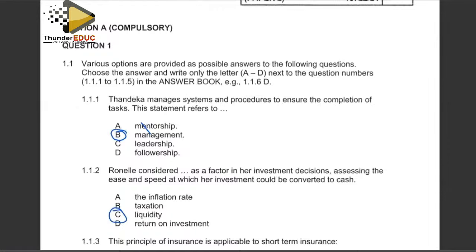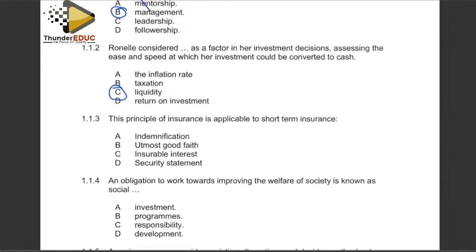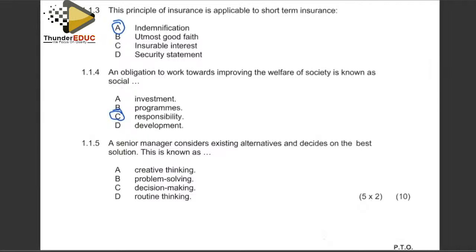Okay, right. So now moving on to the next question, we have 1.1.3. It reads as follows. This principle of insurance is applicable to short-term insurance. So now this is indemnification. Our appropriate answer in this regard is going to be A. Okay, right. So now moving on to the next question, we have 1.1.4. An obligation to work towards improving the welfare of society is known as social responsibility, which is C as the appropriate answer.